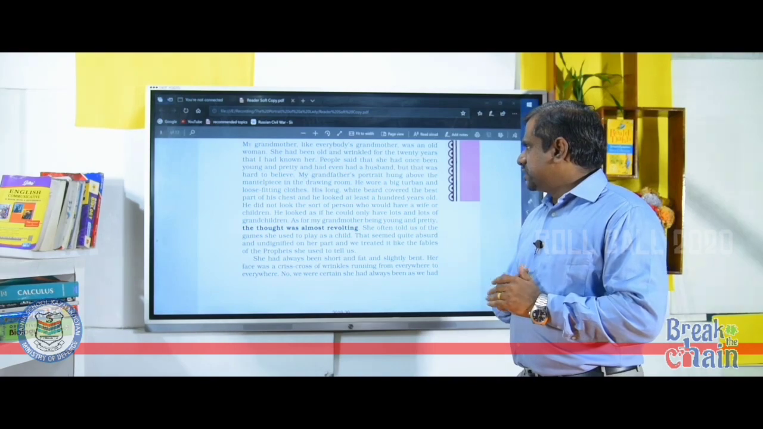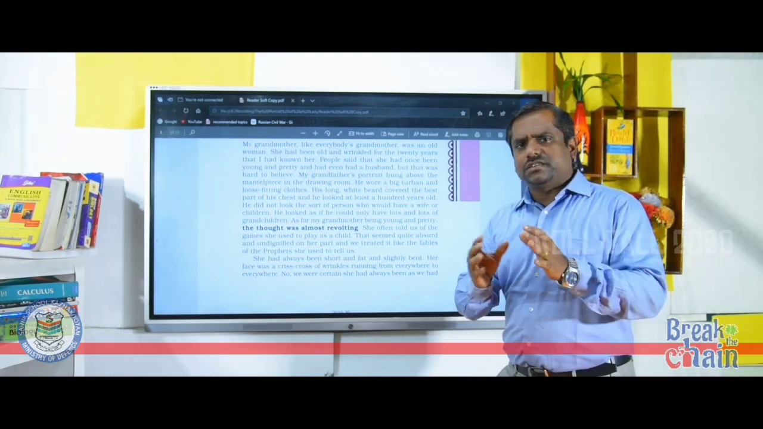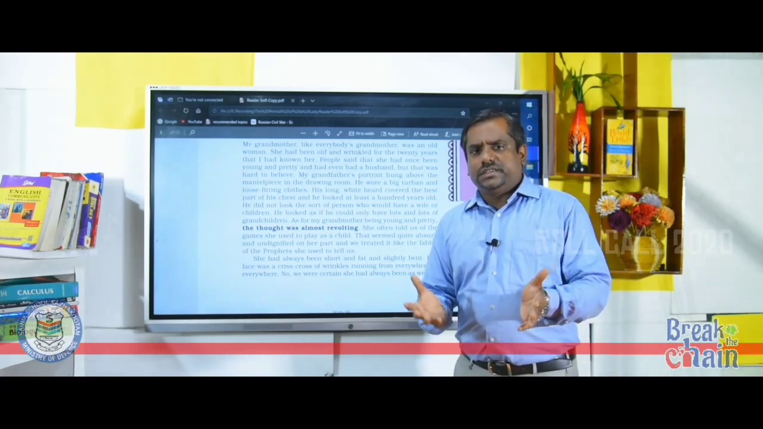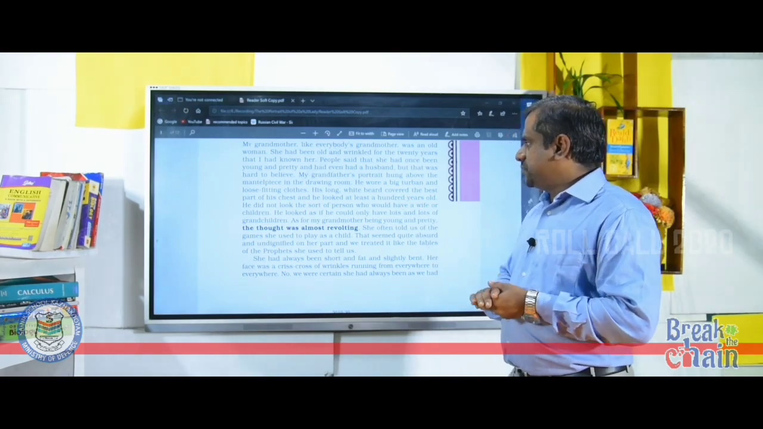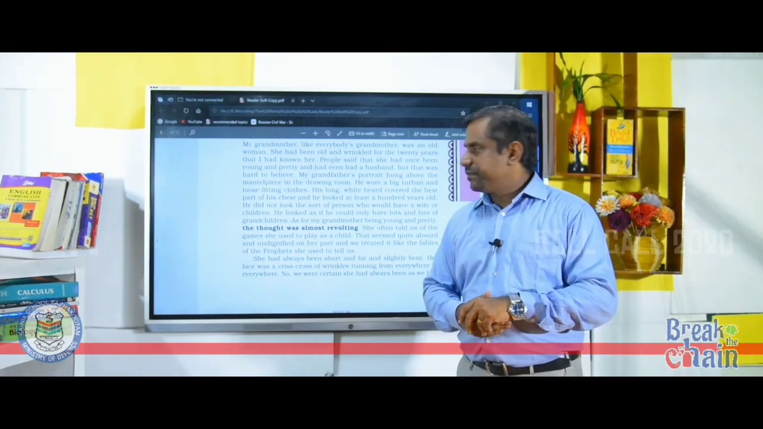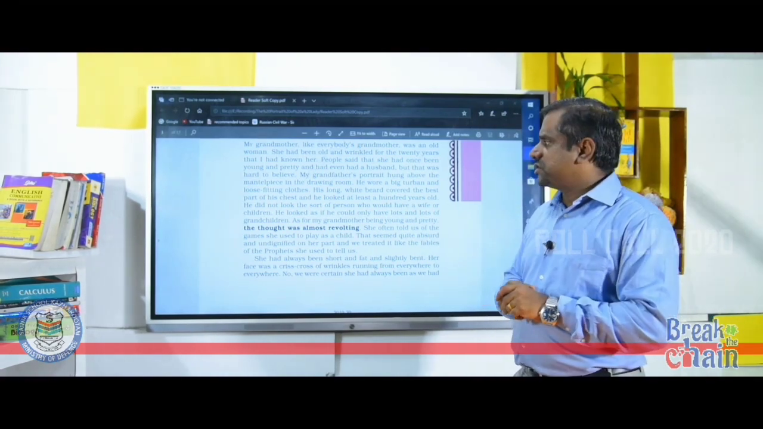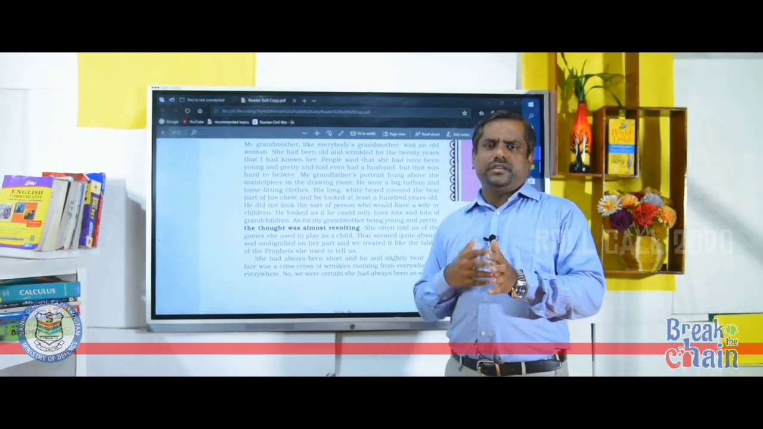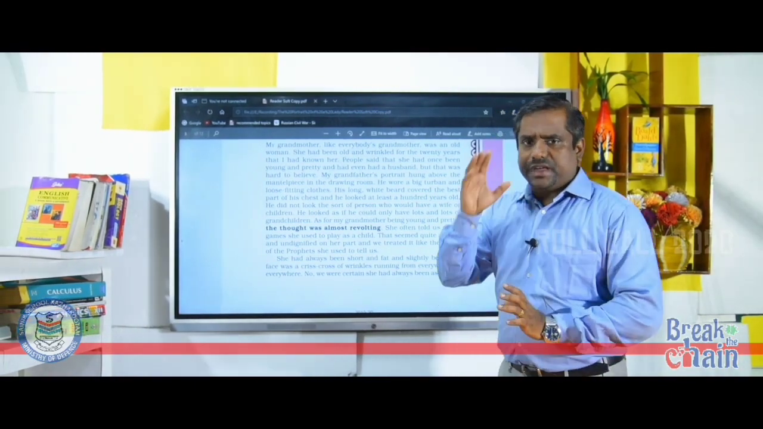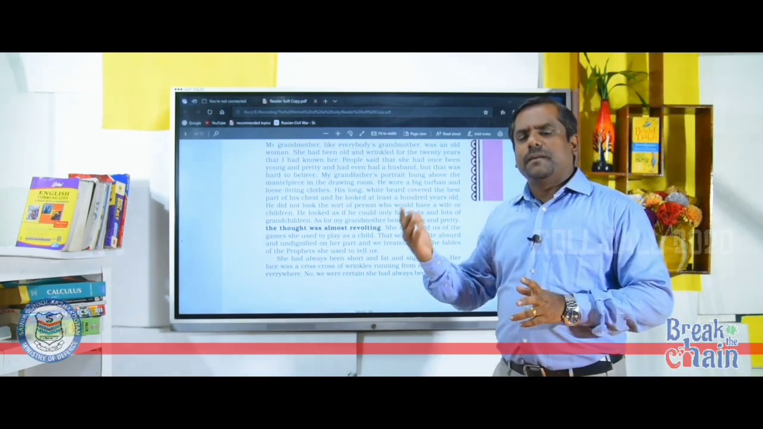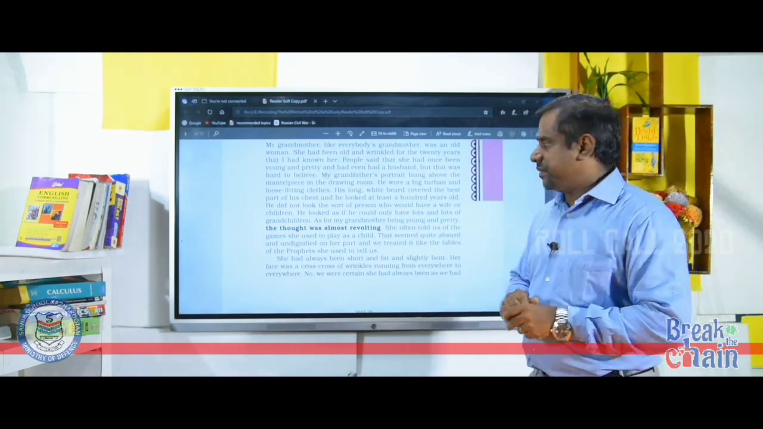His long white beard covered the best part of his chest and he looked 100 years old. A description of how his grandfather appeared on that portrait. He did not look the sort of person who would have a wife or children. He looked as if he could have only lots and lots of grandchildren. That is again an assumption that Khushwant Singh makes about his grandfather. From that photograph, from that painting, what he felt, that is what we see described here.